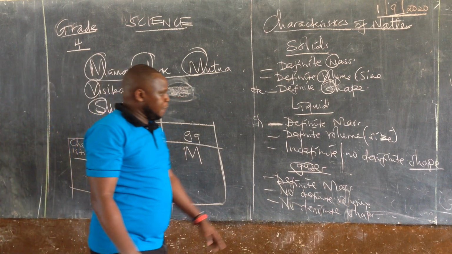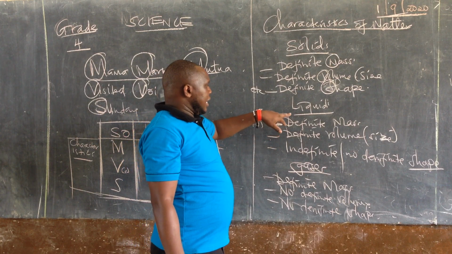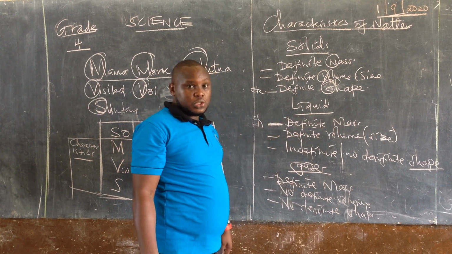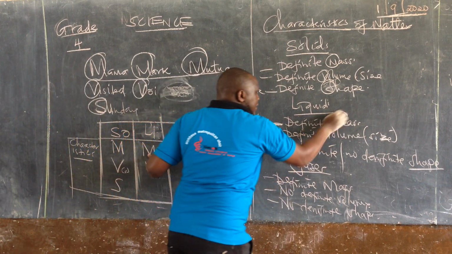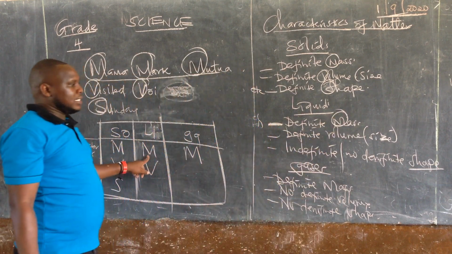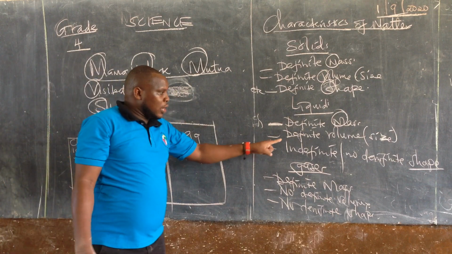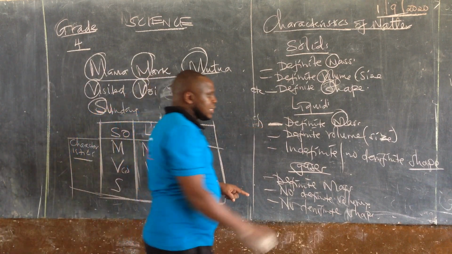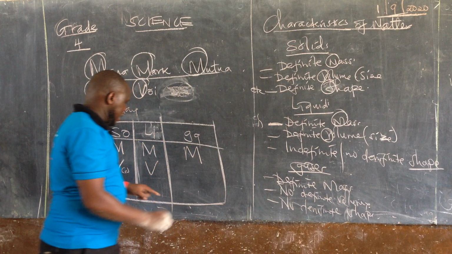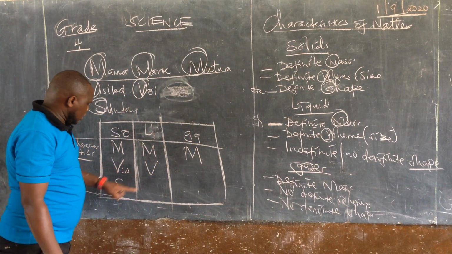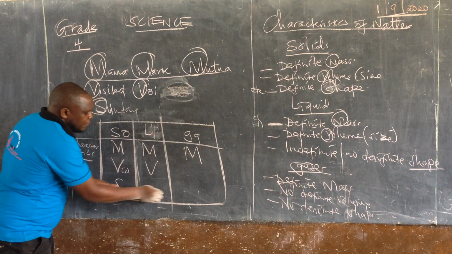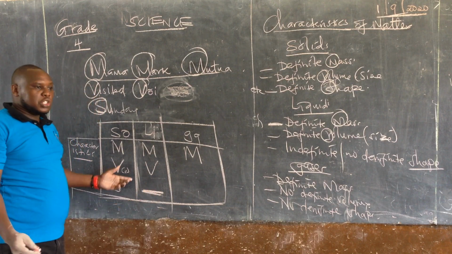Let's go to liquids, Lana. We say that liquids have definite mass. Is it true? Yes, they have definite mass. From the word M, the first M there comes mass in our case here. Liquids also have definite volume, which is size. V is V there. Yes, V is here. And we say they don't have definite what? Shape. So we put a dash there. They don't have it, and so it's not present.